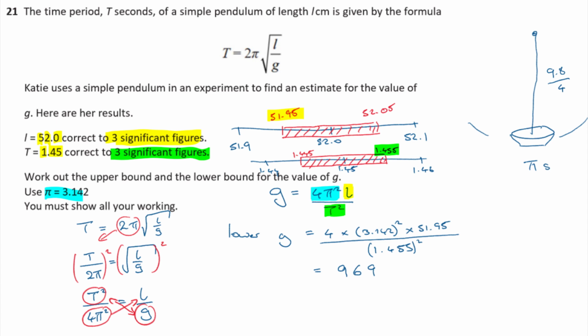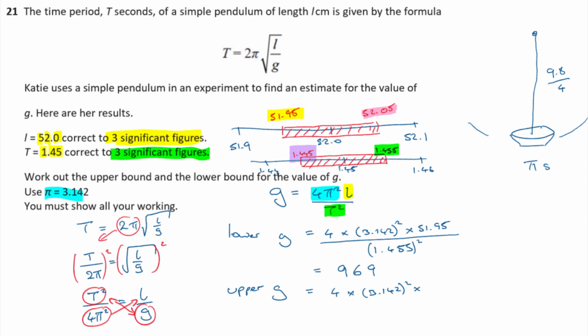So then upper bound, upper g. What be upper g? Now what is the biggest value of this I'm going to get? Well, the first bit has to stay the same. 4 times 3.142 all squared. No changes there. But for the largest value of g then, what I'm going to do is I'm going to pick the largest possible value for L, 52.05, and divide it by the smallest possible value of t. Okay, and that will give me the largest possible value of g, hopefully.